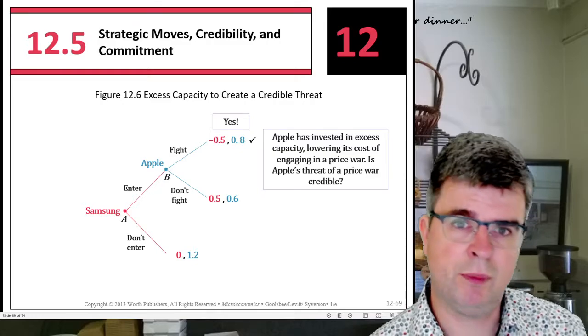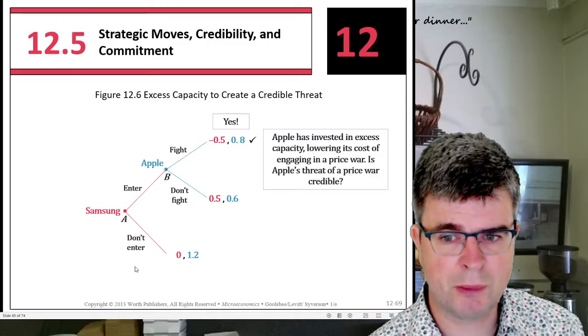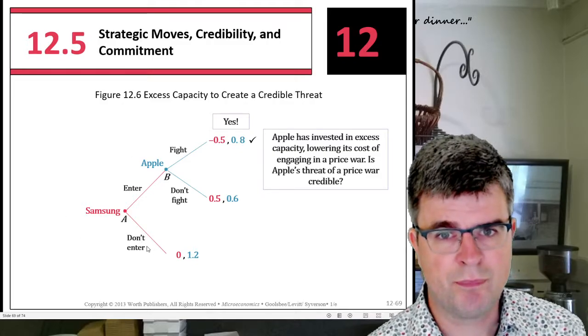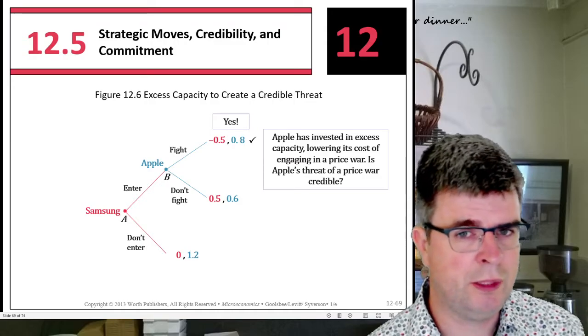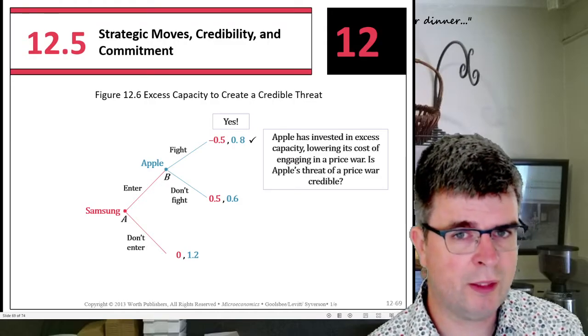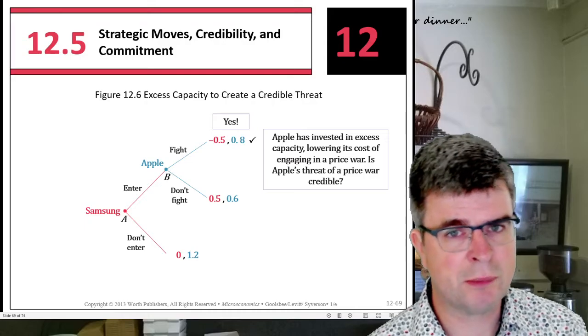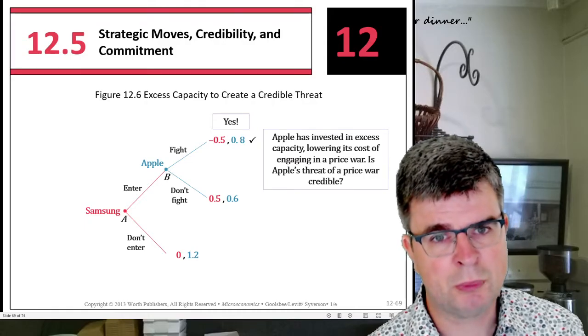In the end, it will never use the excess capacity because the competitor will not enter. And if it doesn't enter, Apple will continue to be the monopolist. But still, it has value because the excess capacity has made it possible for Apple to deter entry.